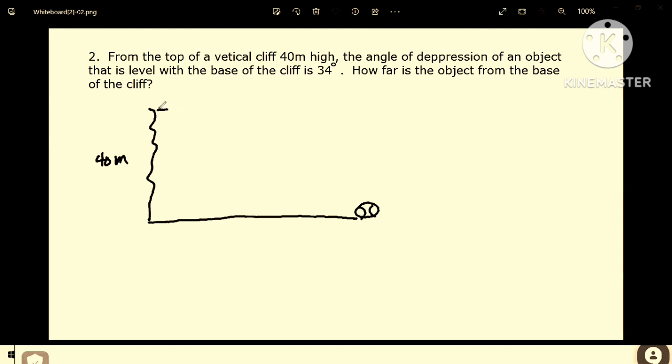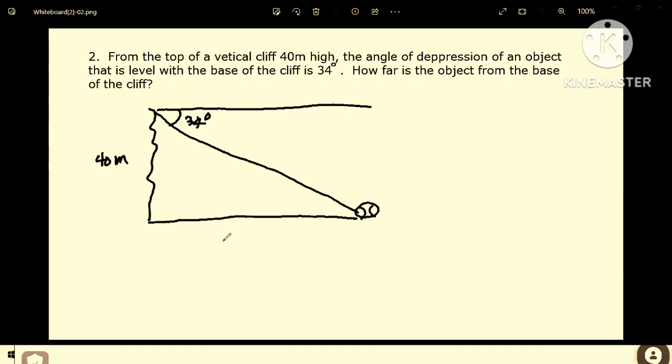So what we do now is to draw a horizontal line here to construct the angle of depression. So this is the line of sight of the observer. Now, take note, a common mistake of students is placing the angle of depression on the vertical line. That is wrong. Remember that the angle of depression and elevation is always with the horizontal line. So the 34 degrees is here.